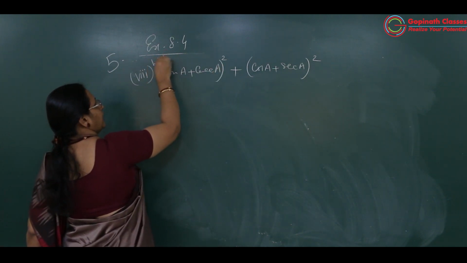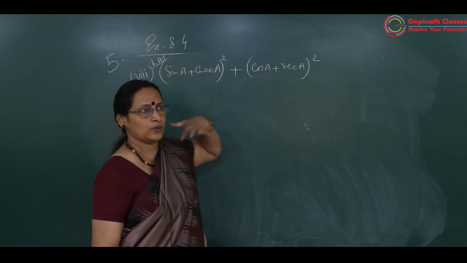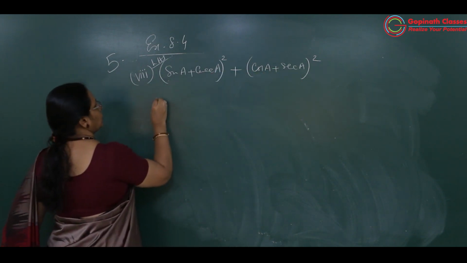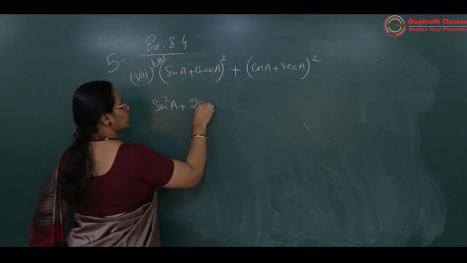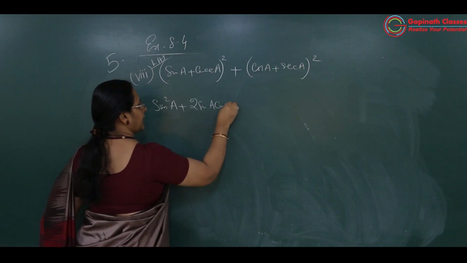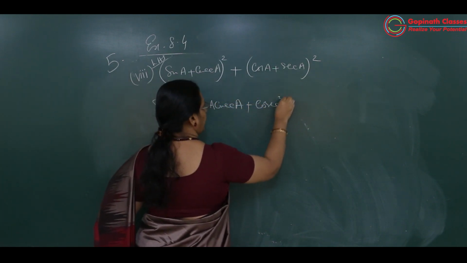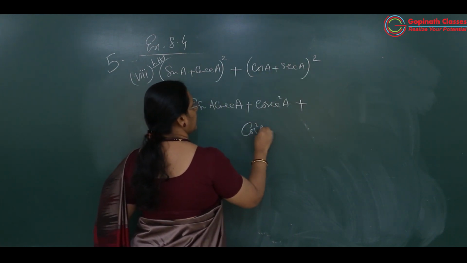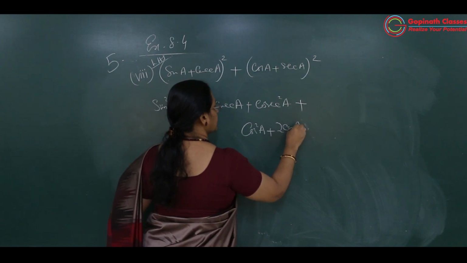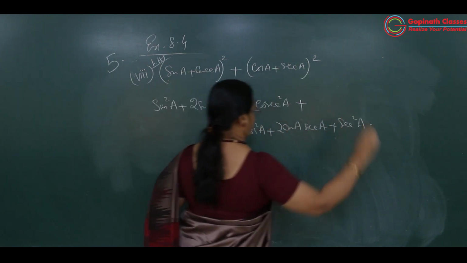As it is very clearly given in the identity form (A + B) the whole square, and (A + B) the whole square, let's open it. So, I am opening it: sin square A plus 2 sin A cosec A, that is 2AB, plus B square, which is cosec square A, plus again open it: cos square A plus 2 cos A sec A plus sec square A.